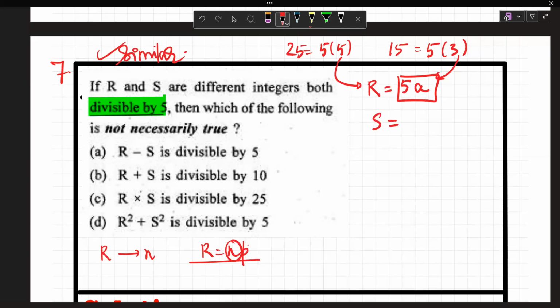Similarly, S can be represented in which form? 5b, where A and B are what? A and B are integers. These are basics that you need to cover from your fundamental courses. Okay. Now, which of the following are not necessarily true?